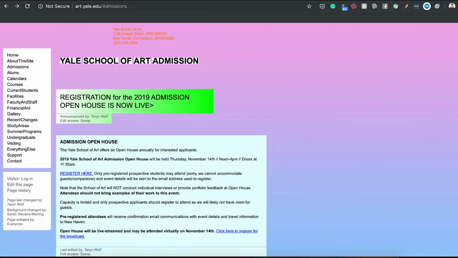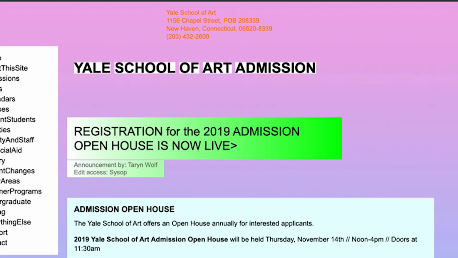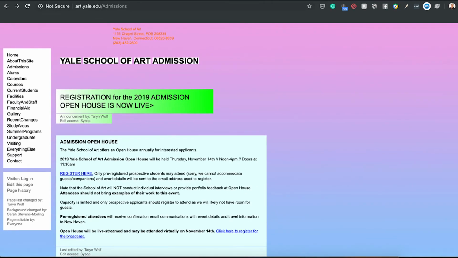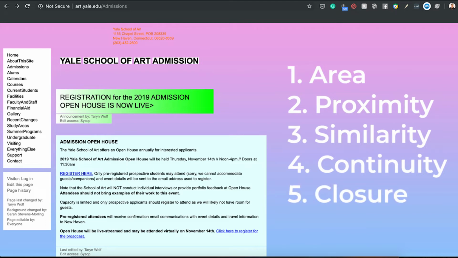Now, if we consider continuity, you will find that this website utilizes this in the background color. By using this gradient from pink to blue, it gives a sense of flow going downward. Next, we can see that the rule of closure helps our brain to see the website title, Yale School of Art Admission, as a rectangle, despite not quite being one. So, as you can see, this website turns out to use a whopping 5 Gestalt laws: area, proximity, similarity, continuity, and closure. And in reality, it actually only breaks 2 laws.